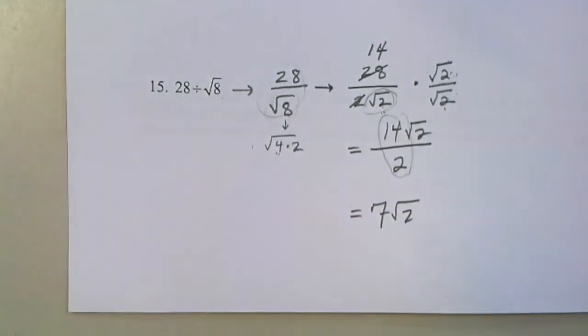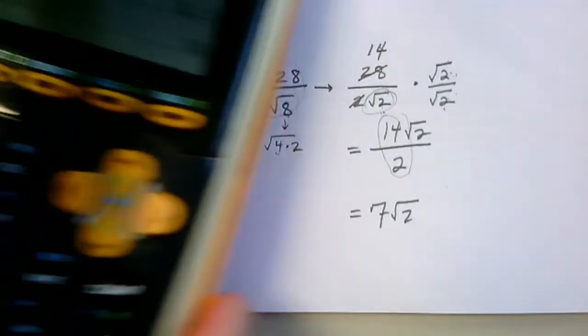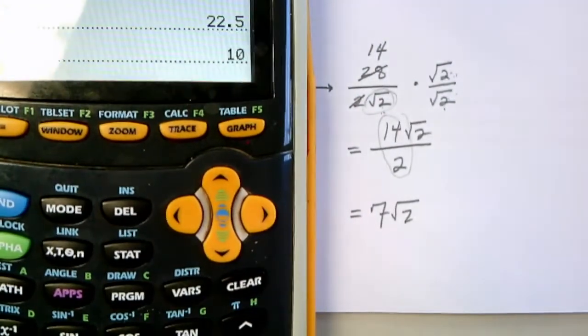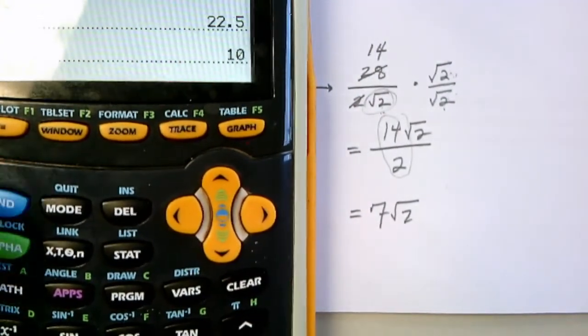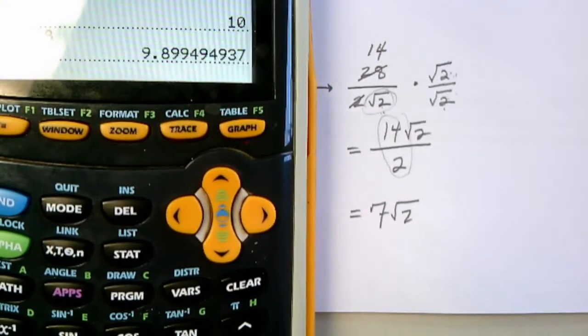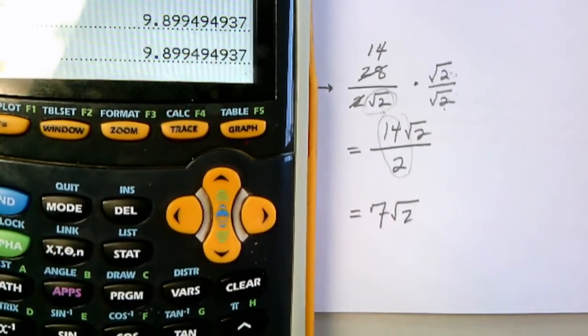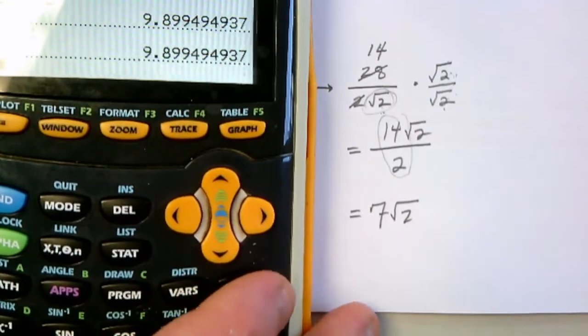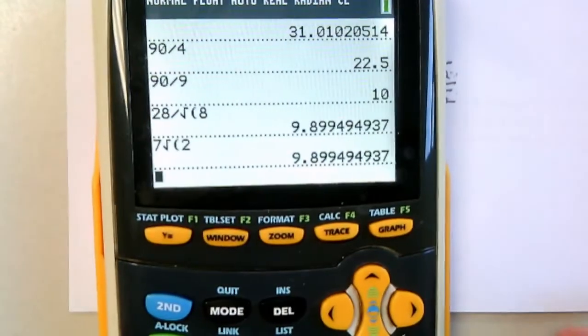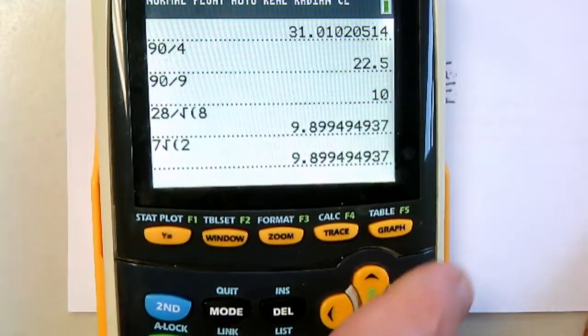And there's my answer for number 15, 7 radical 2. Again, if you're not sure, if you're not confident, 28 divided by the square root of 8 is 9.89949, and then 7 radical 2 is 9.89949, okay? Oh, sorry, I thought those were both on there. All right, so again, they have to be the same when they're done.